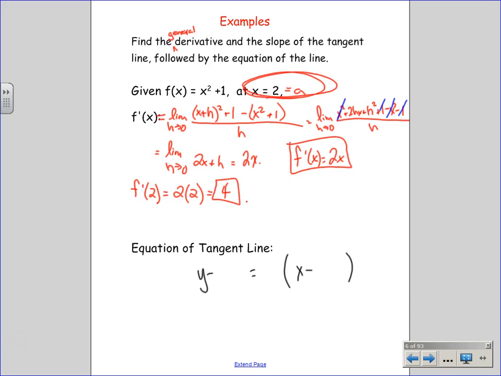Why don't some of us like this? When I say what point and I circle x equals 2, why are some of you like, ugh? Why should you be like, ugh? A point, what do you need?